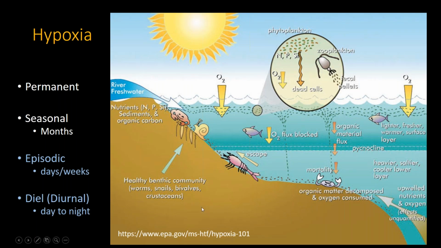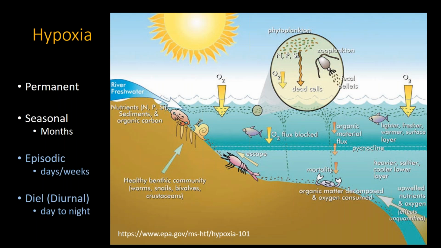And so some of the different kinds of hypoxia: permanent hypoxia, these are in systems where the hypoxic area is effectively there all the time. Seasonal hypoxia, that's what we're seeing in places like the Gulf of Mexico with the dead zone. We have episodic, which is days to weeks in duration.